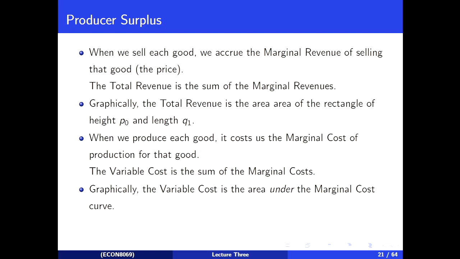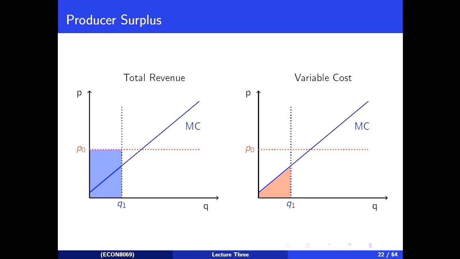Graphically, we can talk about total revenue. It's the area of the rectangle of height P0, in this instance, and length Q1. This is our total revenue. We face a price P0. We choose to sell Q1. The total revenue is the price we get times the quantity we sell. So it's P0 times Q1, which is this area here. So total revenue is just the price that we get times quantity sold. So it's this box.